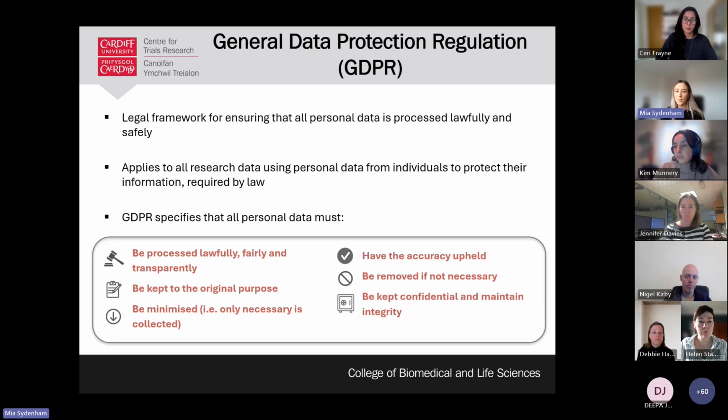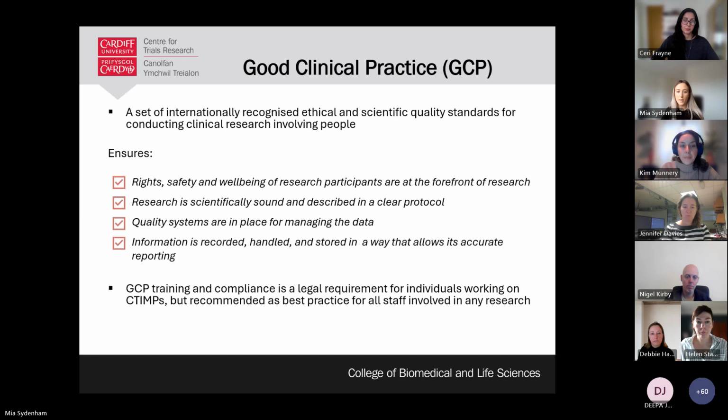And then it specifies that all personal data must be processed lawfully, fairly, and transparently, be kept to the original purpose, be minimised, have the accuracy upheld, be removed if it's not necessary, and be kept confidential and the integrity maintained. So within data management, we're frequently managing participants' personal data. So we need to make sure each of these aspects are considered when planning and carrying out our data management processes.